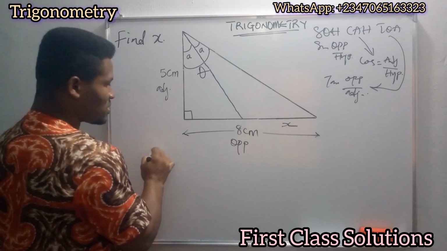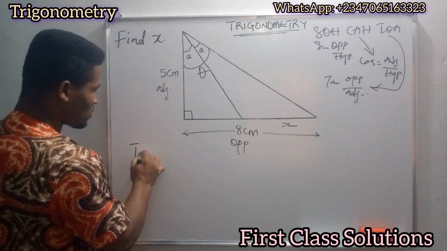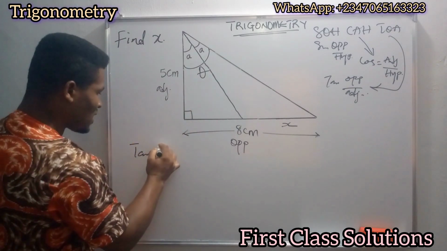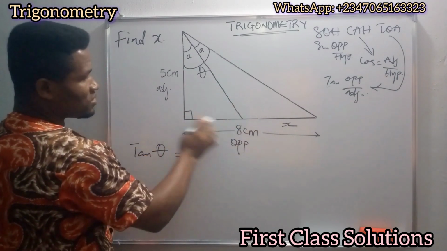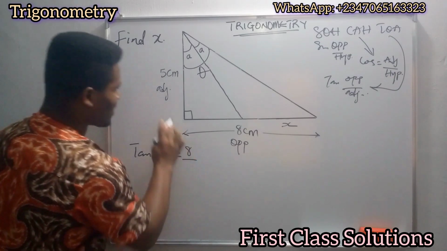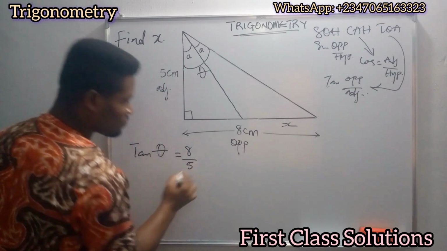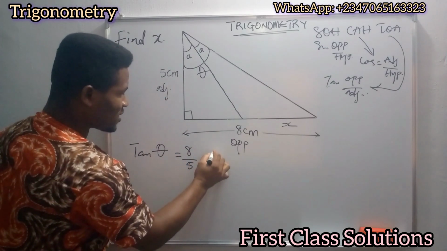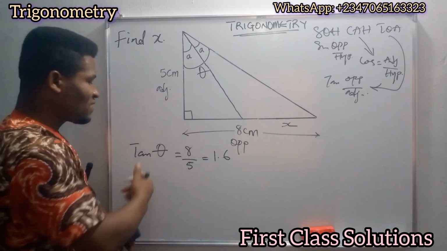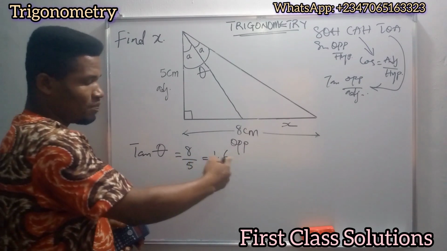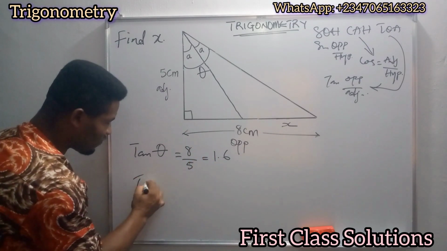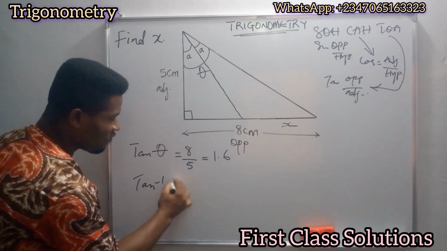So in that case, we will say tan of this theta is equal to our opposite, 8 centimeter, over adjacent, 5 centimeter. 8 over 5 is the same as 1.6. Now, if tan theta equals 8 over 5, which equals 1.6, we'll get the tan inverse of 1.6.